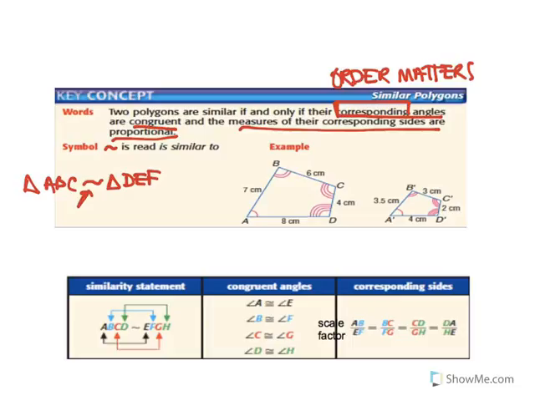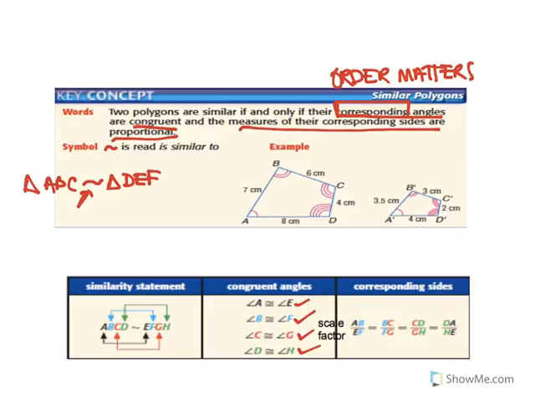So down here, the first thing that we go over is the similarity statement. And this is the most important statement because it tells you exactly what angles are congruent to one another and what sides are proportional to one another. So if you look at the similarity statement here, we can see just from the statement alone that angle A is congruent to angle E, which is over here. We can see that angle B is congruent to angle F, angle C is congruent to angle G, and angle D is congruent to angle H. This is all just from the similarity statement. So the similarity statement is extremely important.